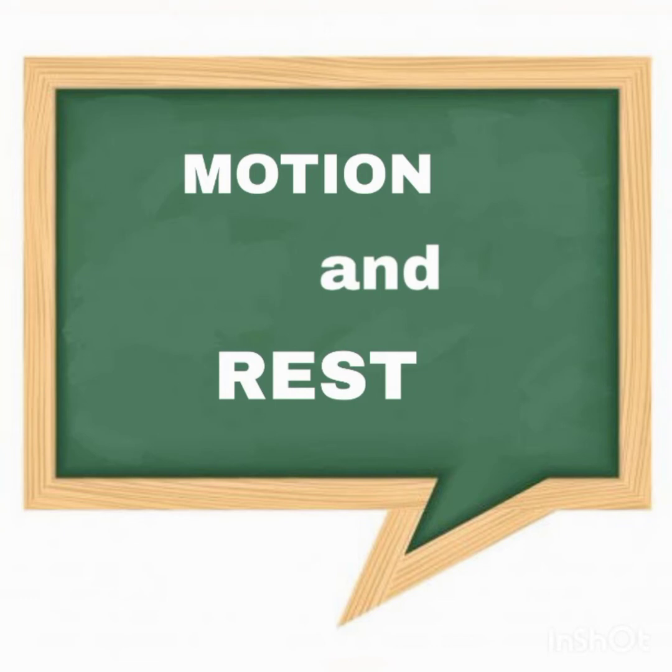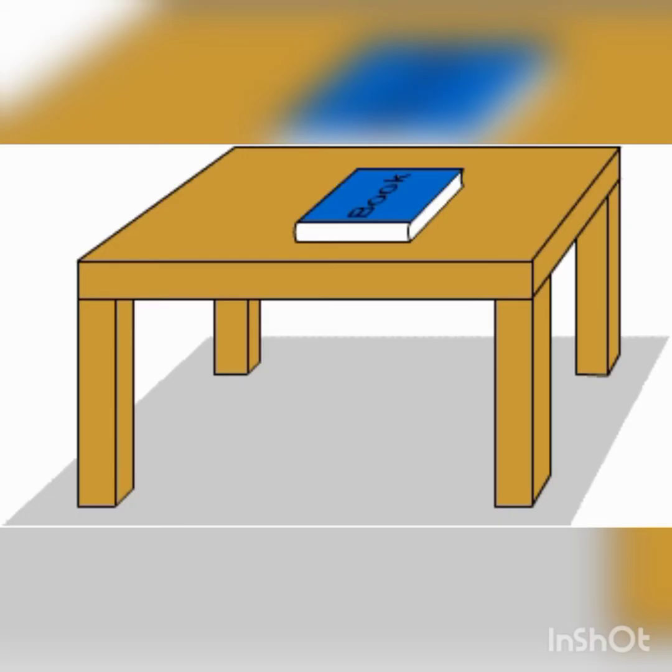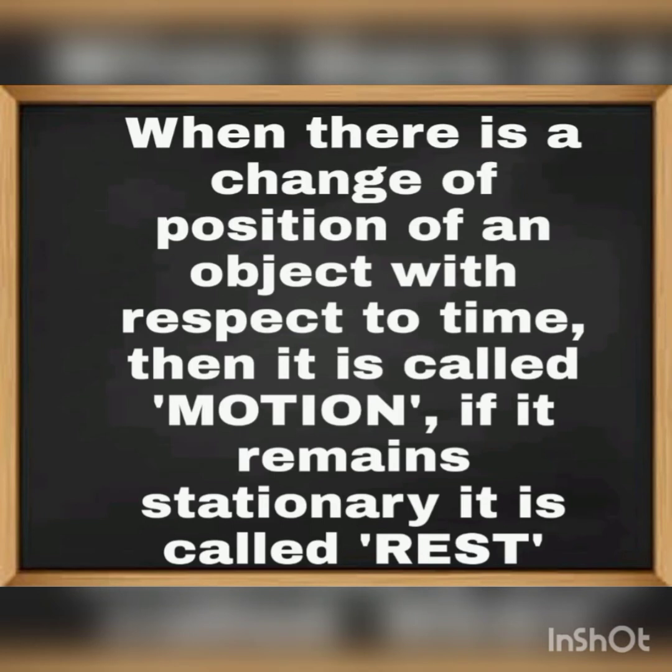What is rest and what is motion? Suppose there is a book on the table. Is the book moving? No. We will say it is not moving. It is at rest. If you push the book to one side of the table, then you will say the book is moving. When there is a change of position of an object with respect to time, then it is called motion. If it remains stationary, it is called rest.